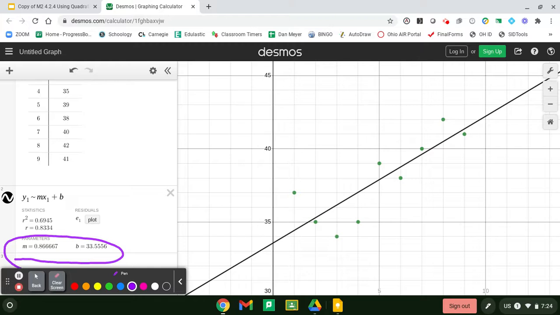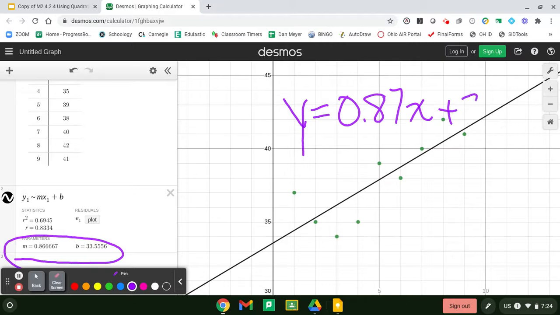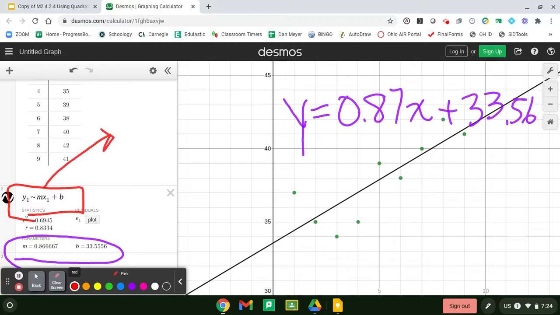If I wanted to write the equation of this line, it would be y equals, my pen's not working, so I have to use my finger here. y equals your slope, which in this case is 0.87, times x plus your y-intercept, which in this case is 33.56. So this would be the equation of your line. This formula needs to go into your workbook or into your notes somewhere, and you need to label it linear regression.